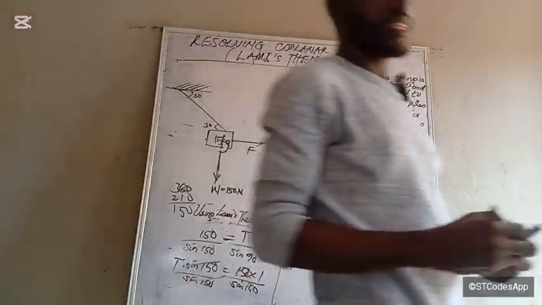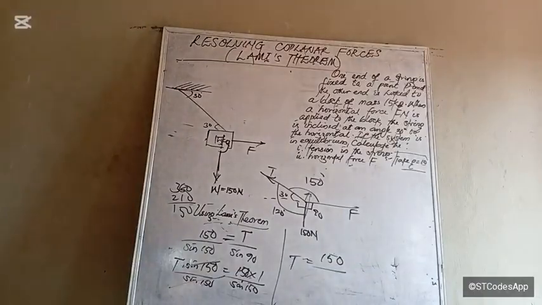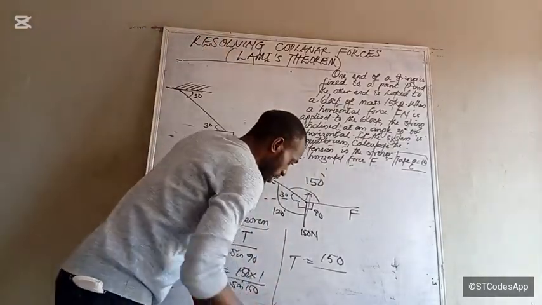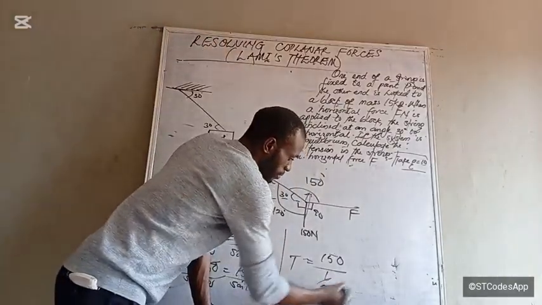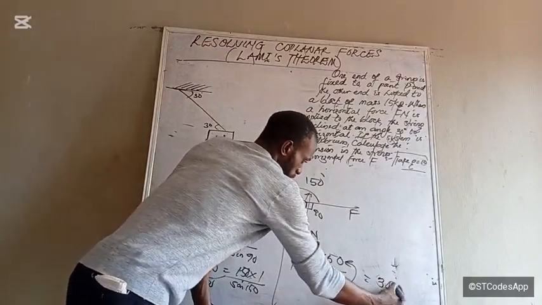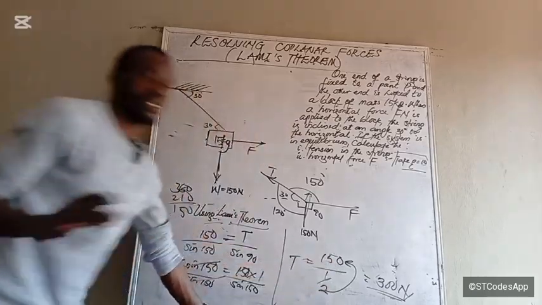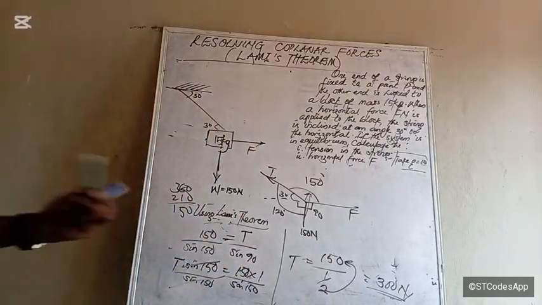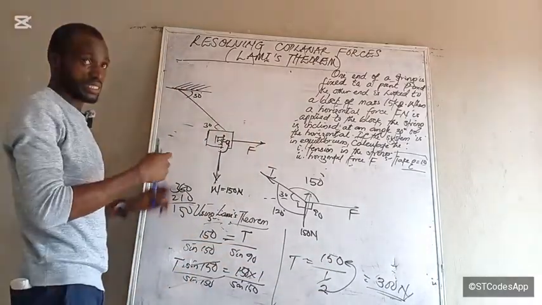What is sine 150? Sine 30, what I showed you. So 150 over sine 30. Sine 30 is what? 1 over 2. So this guy goes up: 300 Newton. Is it hard or simple? So just know how to interpret it.